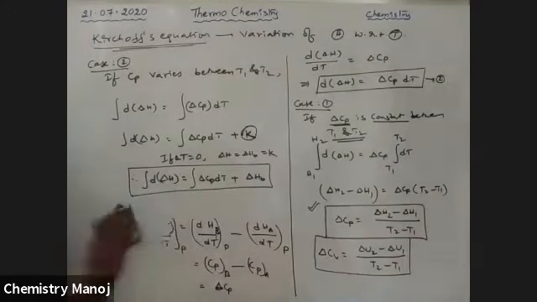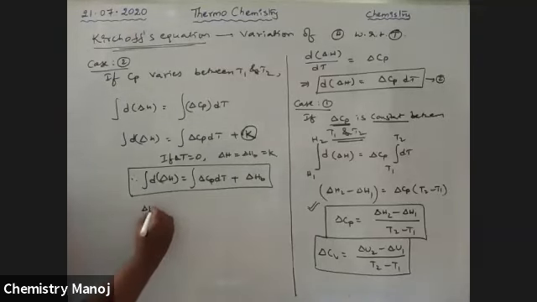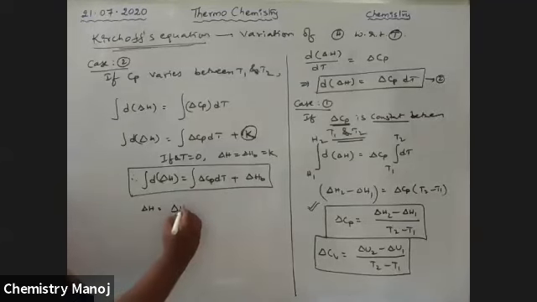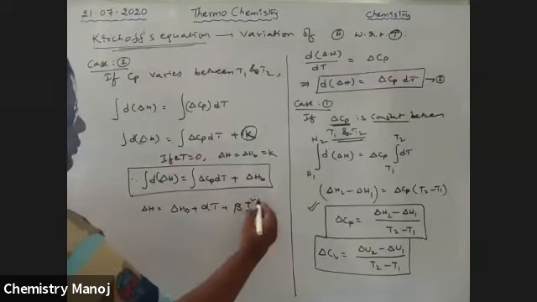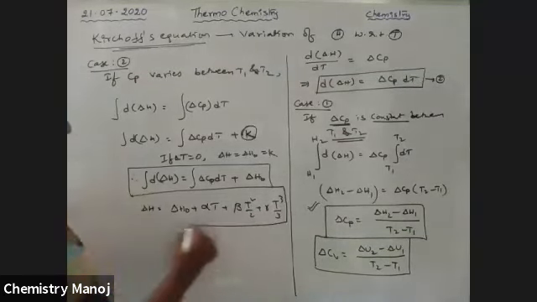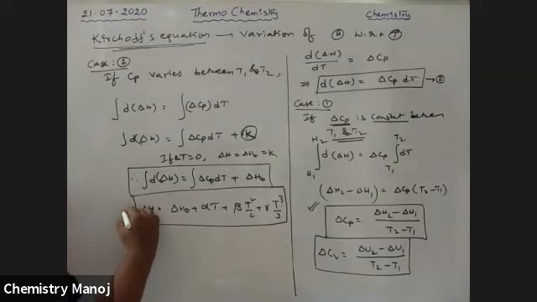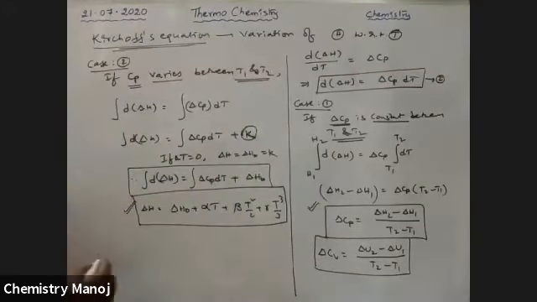So finally, after integration, we will get delta H is equal to delta H naught plus alpha T, with a constant, plus beta T square by 2 plus gamma T cube by 3. But after that, those are negligible cases. So this is another equation, which is also Kirchhoff's equation, if Cp value varies between T1 and T2.